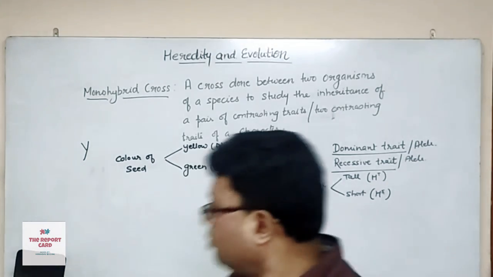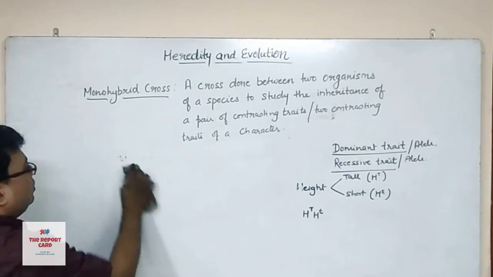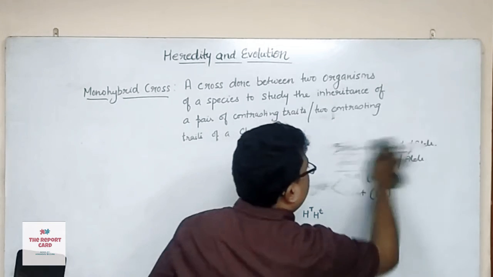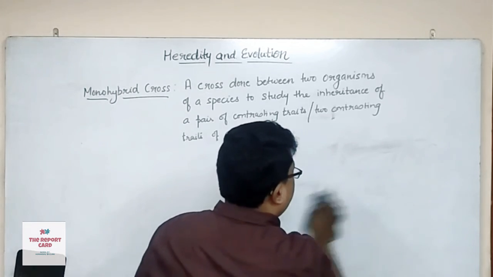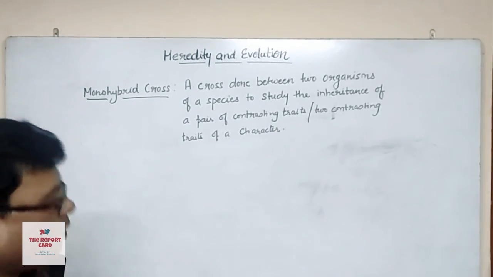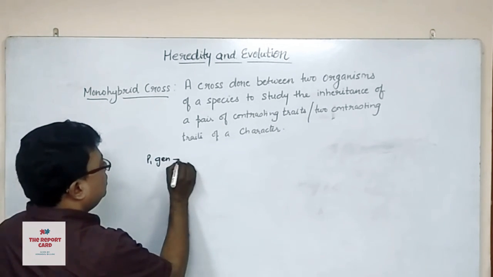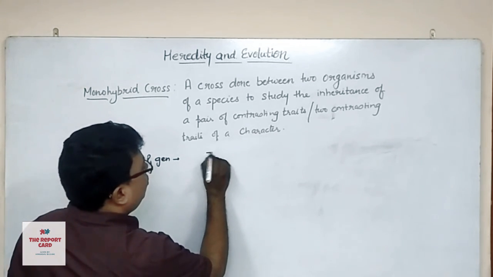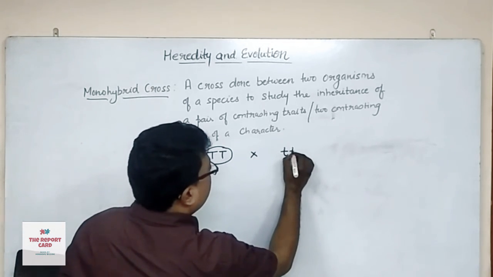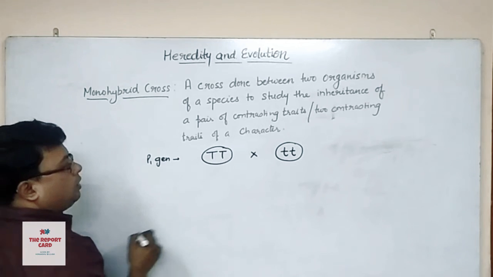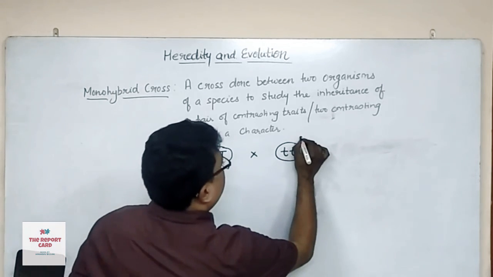Okay, so I'm just going to write down the genotype and show you the crossing, the monohybrid cross. Fine. So first we will write P1 generation. How do we represent the tall? Capital T, and how do we represent short? Small t.